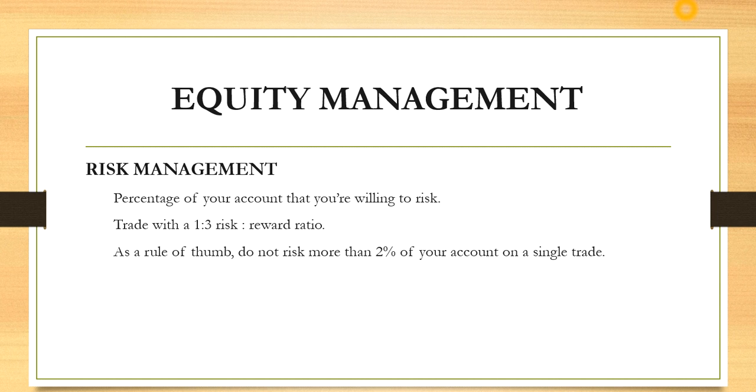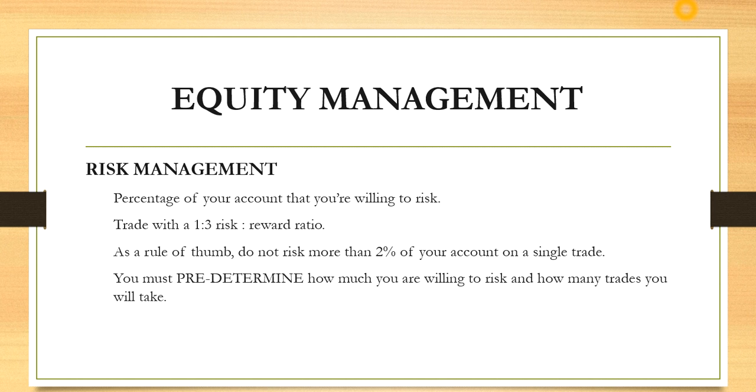But generally, as a rule of thumb, you do not risk more than 2%. If you risk more than 2%, it's considered that you're over trading your account. You must predetermine how much you are willing to risk and how many trades you will take, right? Because if you risk 2% on one trade and you're going to take 3 trades and you're going to risk 2% on each trade, you're going to end up risking 6% across 3 trades, right? And that's considered over trading your account. If you lose on all three trades, you would have lost 6% on your account.